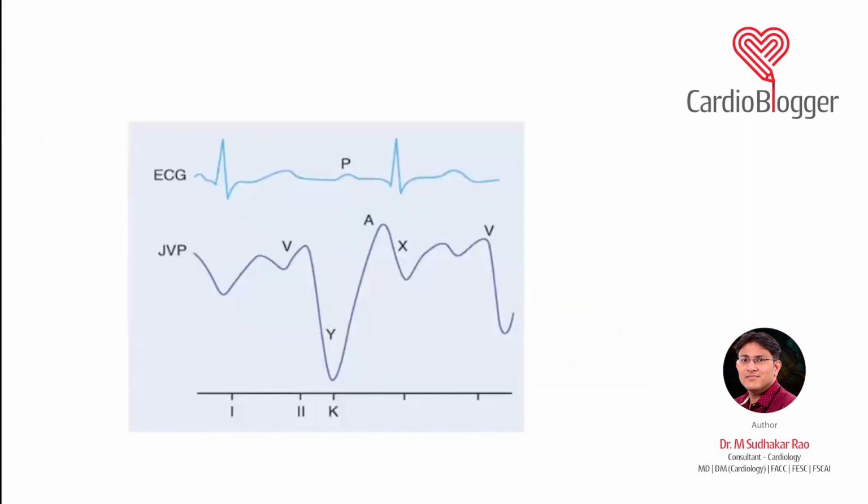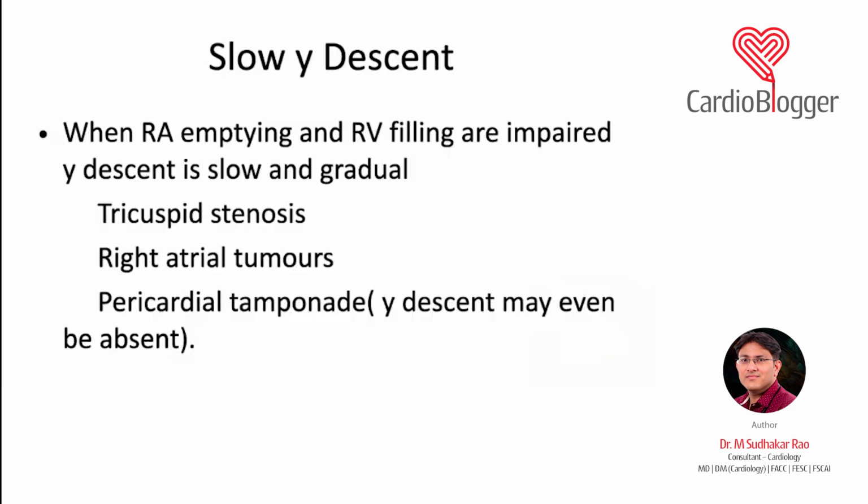This is what I told you, Friedreich's sign. You can see a Y descent which is very brisk. It is known as Friedreich's sign. Now slow Y descent. Anything which causes obstruction to the filling of the RV, like tricuspid stenosis, tumors and cardiac tamponade. In cardiac tamponade, as I already discussed, again and again I am discussing, the Y descent may be slow or it will be absent. Tricuspid stenosis because the RV cannot fill, tumors because the RV cannot fill. So these are the causes of an absent or a slow Y descent.